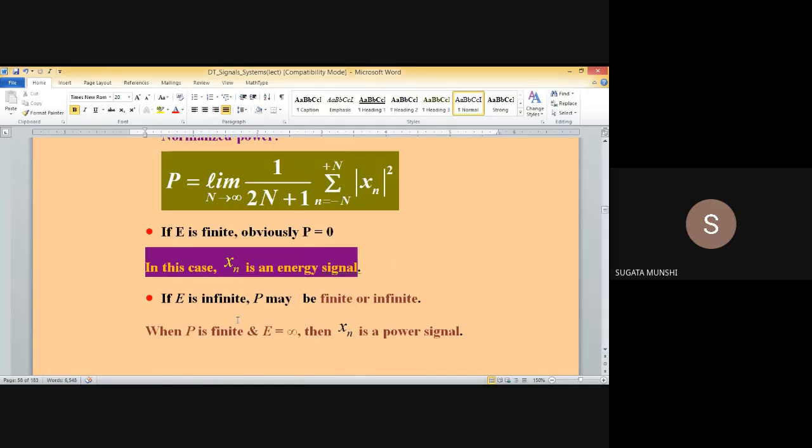So when P is finite and E is infinite, then we say that xn is a power signal. If none of these conditions is satisfied, xn is neither an energy signal nor a power signal.